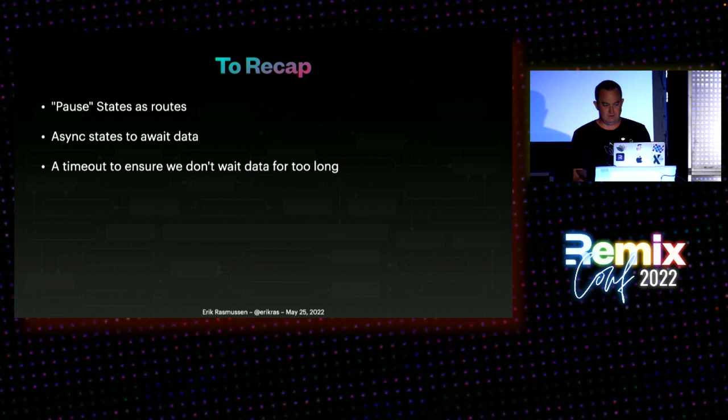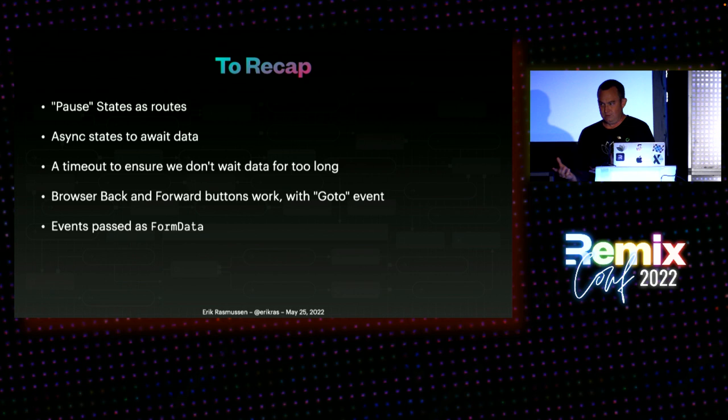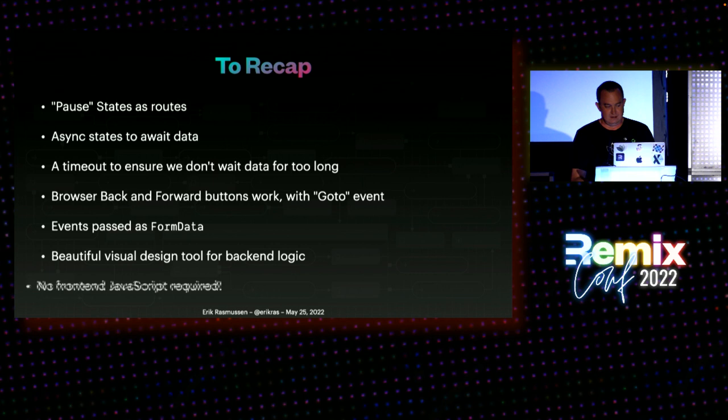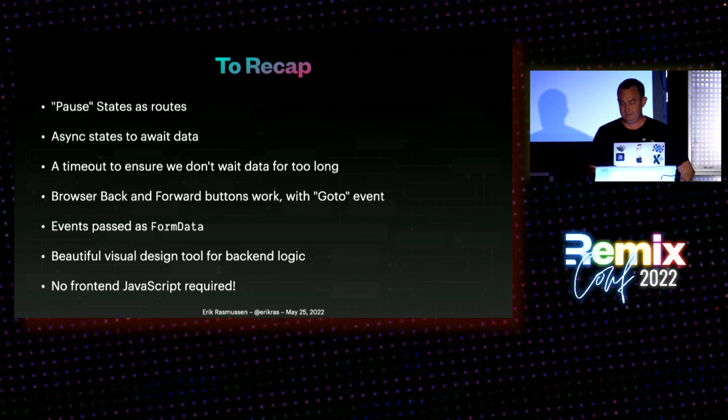And our browser back and forward buttons worked because we used this go to event to respect the route. We passed events as form data, which is what allowed us to not need fetch. We didn't have to do that event.preventDefault, right? We could actually send the data. And we had this beautiful visual design tool for the backend logic, courtesy of Stately. You should check them out. And if we didn't have it, there was no front-end JavaScript required.